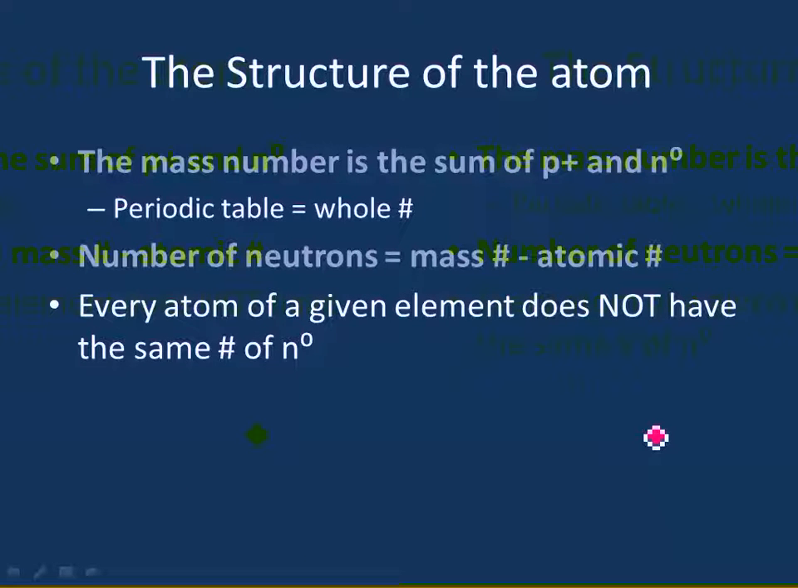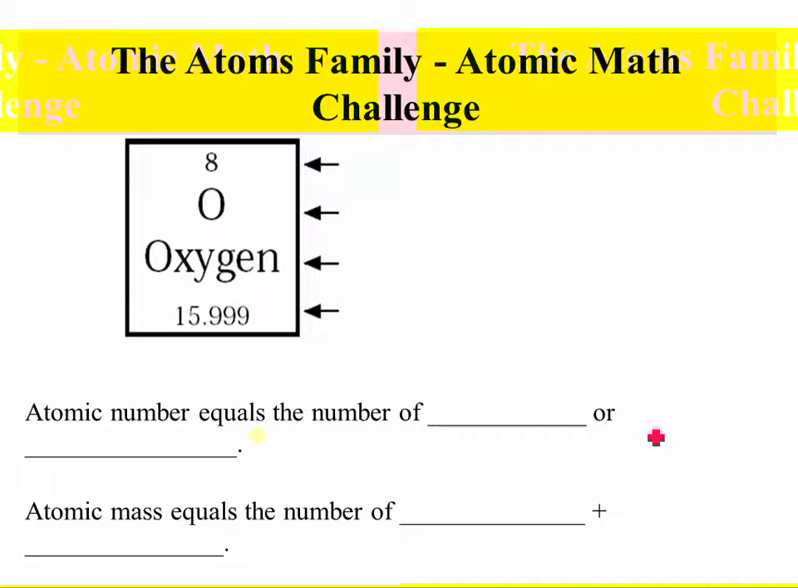Every atom of a given element does not have the same number of neutrons. So it will have the same number of protons. So carbon will always have 6 protons, but the number of neutrons can change in those different carbon atoms. So let's look at this challenge here.